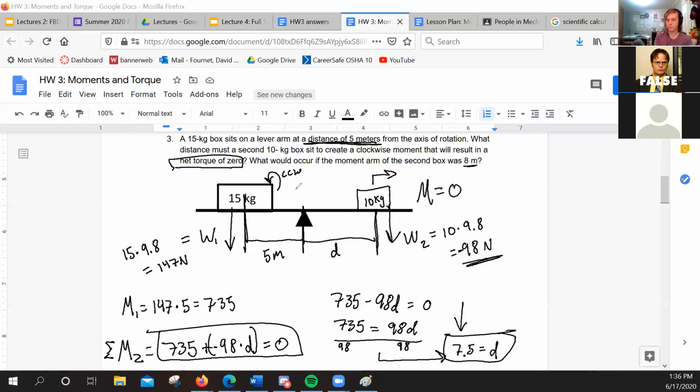It would cause the 10 kilogram box to lower the seesaw. So yeah, it would cause the seesaw to start rotating that way because it's pushing a little harder than this one is. If it had an 8 meter moment arm, then it would start to rotate to the right, or clockwise, however you'd like to say.